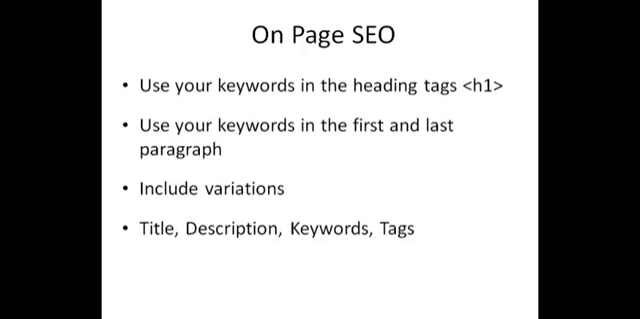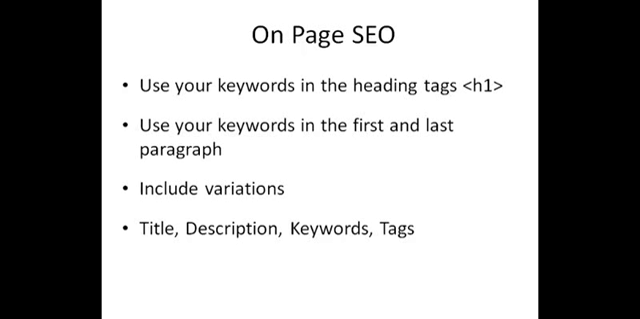So first off, you want to make sure you're always using your keywords in your heading tags, and heading tags are just like your H1 tag. That's probably one of the most important aspects of on-page SEO, so we want to make sure we're always doing that. I'll show you how to do that in WordPress very easily. We also want to make sure we're using our keywords in the first and last paragraph. It seems to help with SEO.